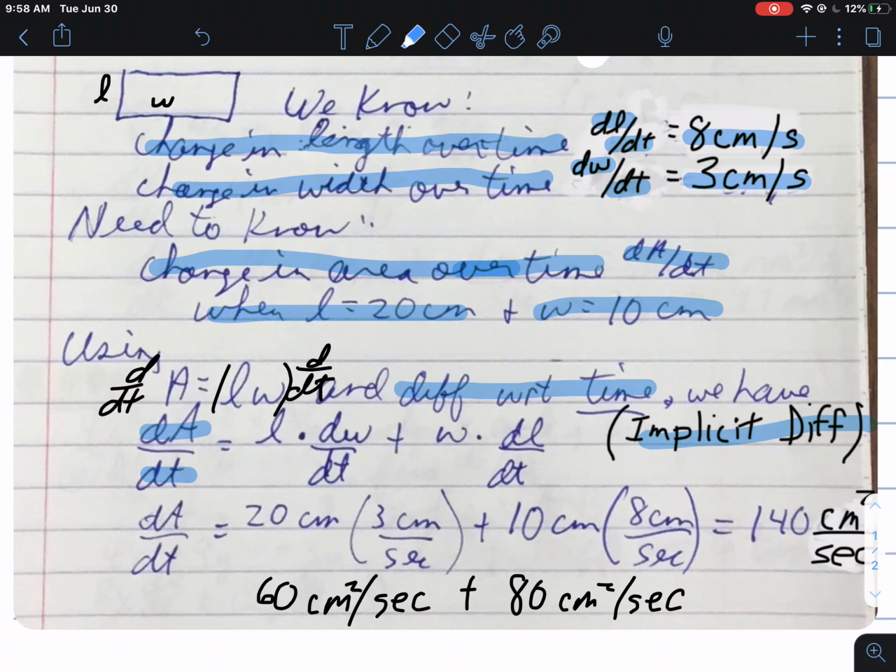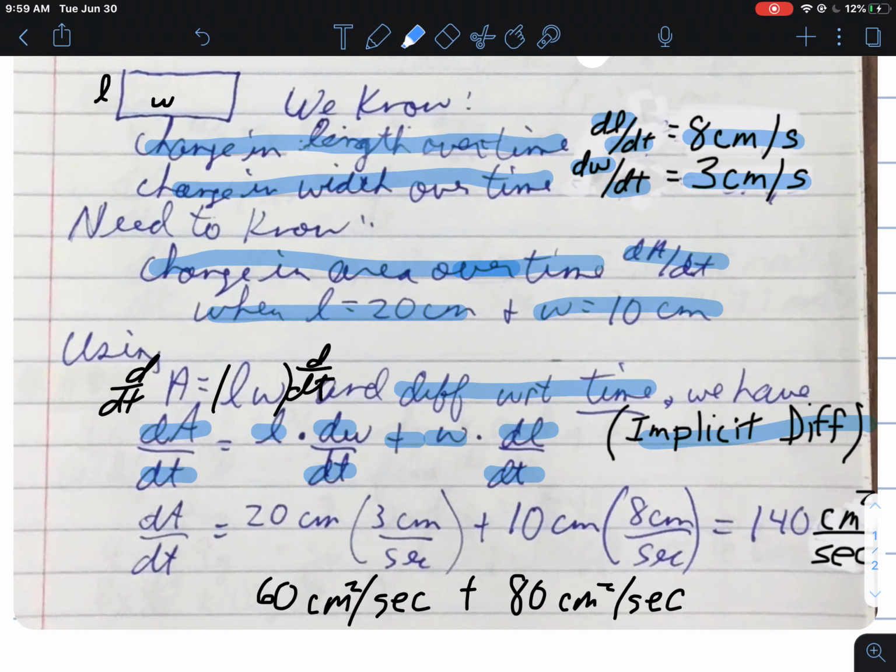Everything is still in play when it comes to finding the derivative. Since that's a product, I use the product rule, which says what? First times the derivative of the second with respect to time: L times dW dt, plus the second times the derivative of the first, L, with respect to time: W times dL dt. That's implicit differentiation. Now there's our derivative, dA dt.